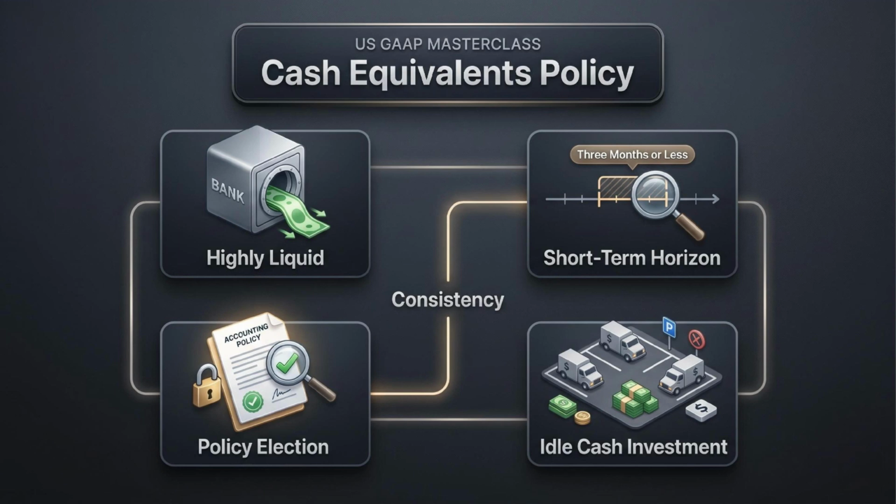The important discipline is consistency. Once an entity defines what it treats as cash equivalents, that policy should be applied consistently across periods, because changing the cash boundary casually can distort trend analysis.